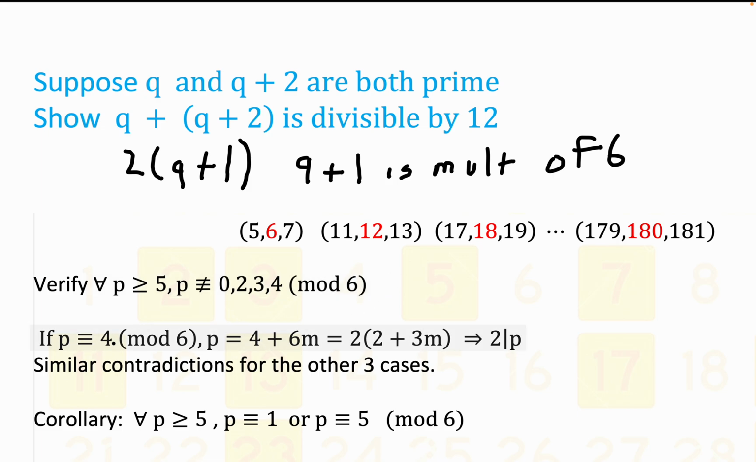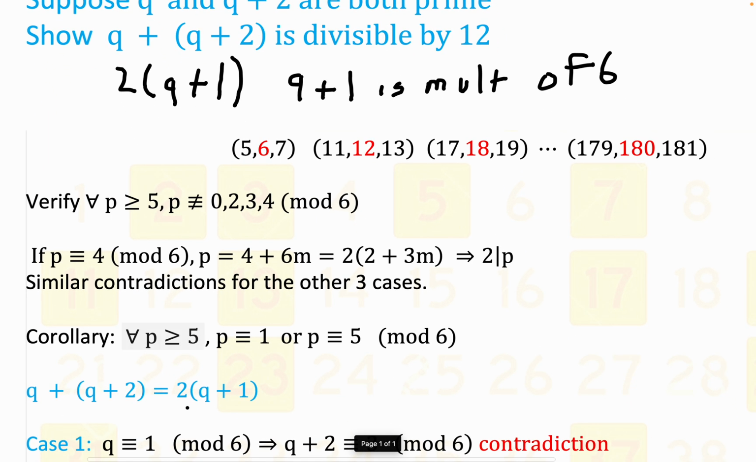And this is just an example of how a proof would go for any of the cases. If p is congruent to 4 mod 6, that means p is equal to 4 plus some multiple of 6. You can factor a 2 out of there to get that 2 divides p, which is certainly a contradiction, right? A prime number is only divisible by 1 and itself. So this is definitely true. For all primes greater than or equal to 5, that prime cannot be congruent to 0, 2, 3, or 4. That only leaves these two choices down here.